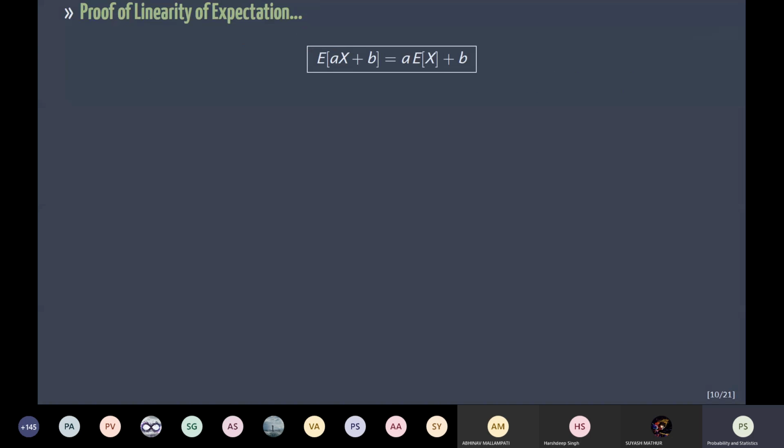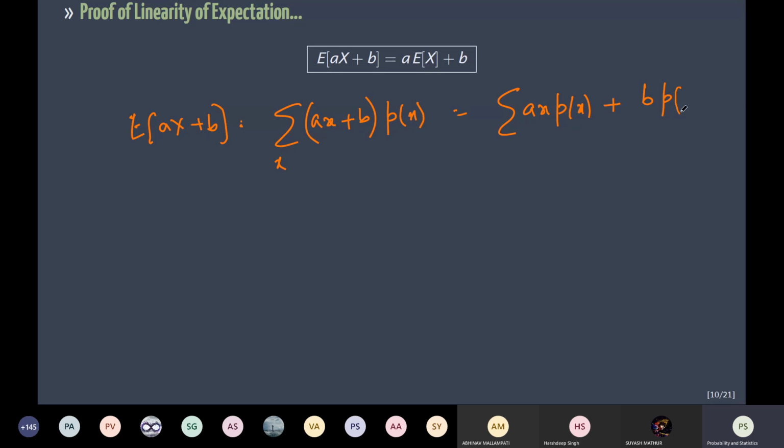So the proof of linearity follows from the definition itself, right? For example, what is the expectation of ax plus b? So we know that this will be nothing but the sum of (ax plus b) times p of x. This is a sum over x, and this is nothing but the sum of ax p of x plus b p of x.